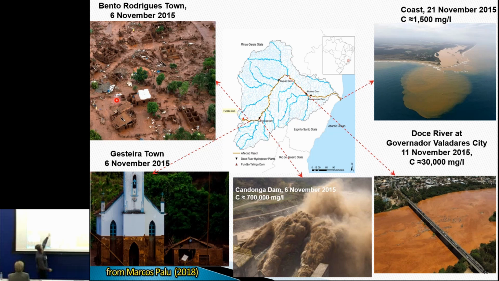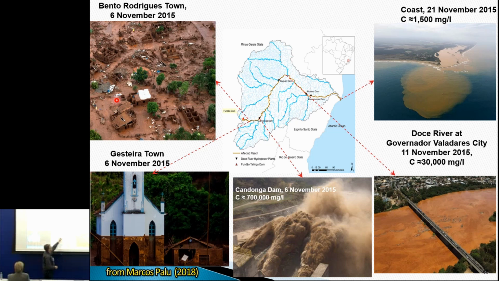Candonga Dam is, I forgot, 100 some kilometers. This whole thing is 500 kilometers. And the flood, if I remember, was the 5th. So about a day later, the Candonga Dam, they had to sluice all the sediment out as quickly as possible. They measured concentration up to 700,000 milligram per liter, which is far from negligible.